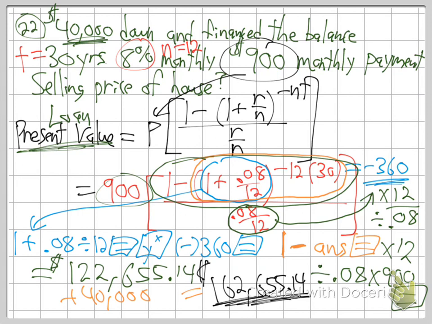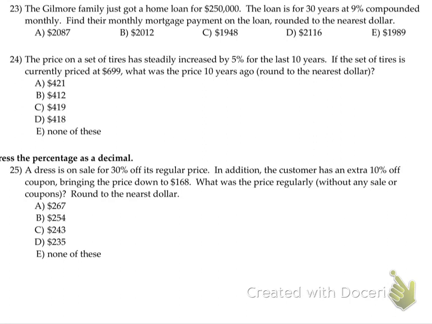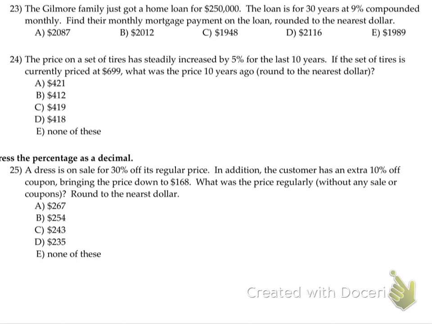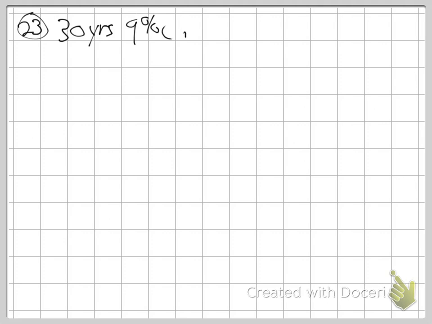It'll be long. I guess we'll see how good this is. The Gilmore family just got a home loan for $250,000. The loan is for 30 years at 9% compounded monthly. Find their monthly mortgage payment on the loan rounded to the nearest dollar. So same kind of thing, another one of these. So you know what to do. Let's crank it out. So 30 years at 9%, compounded monthly. Let's write monthly.